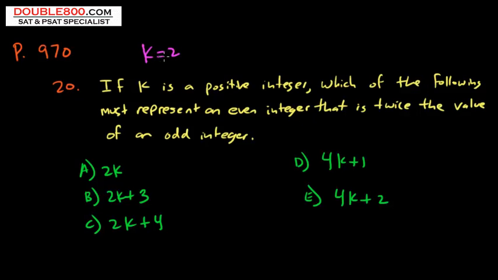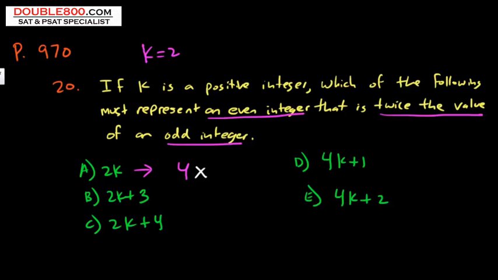We're going to test k is 2 in the answer choices. And what are we looking for? We want the result to be an even integer that is twice the value of an odd integer. So let's start with k is 2, and we just plug it in. So 2 times k is 4. That is even, but it's twice the value of another even, and so that does not work. So remember, we're just putting in a value and testing it.